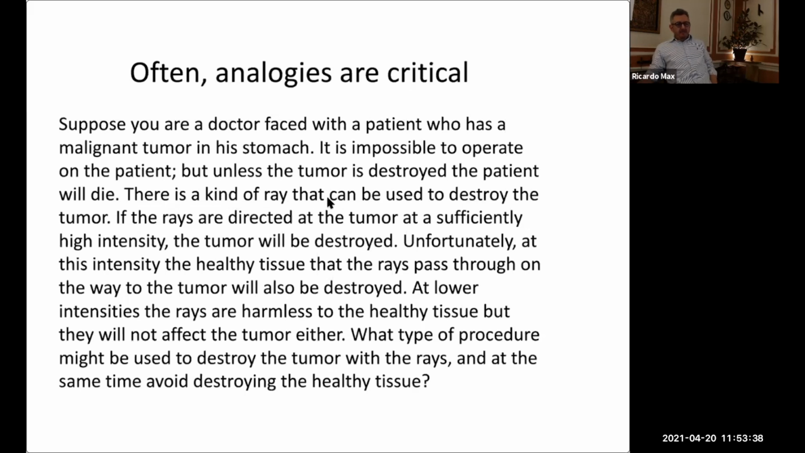So there is a kind of radiation that can be used to destroy the tumor. If the rays are directed at the tumor at a sufficiently high intensity, the tumor will be destroyed. But the problem is that this minimum threshold, this minimum high intensity, would destroy everything on the way. Depending on where in the stomach, that would be fatally problematic. In the brain, if it's in the middle of the brain, same problem. At lower intensities, the rays are harmless, but they will not affect the tumor efficiently. So how can we solve this problem?